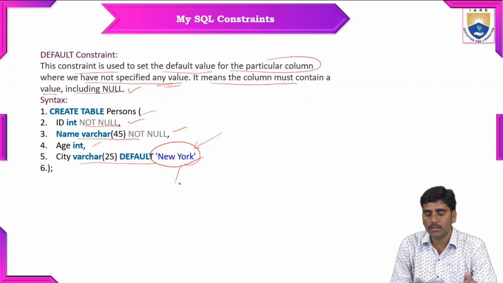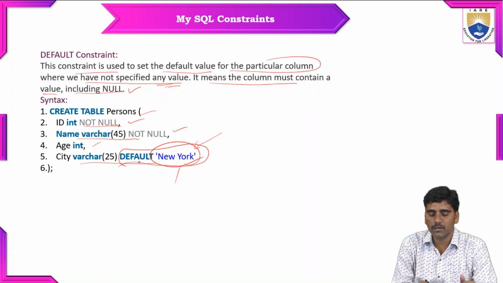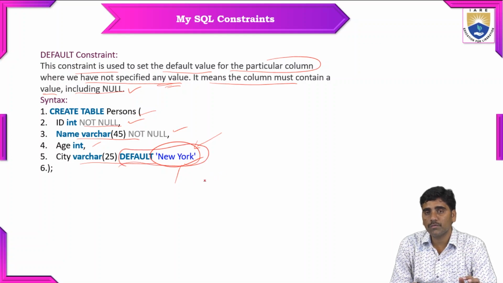It is taking New York as the city by default. So here the default value is New York. Mentioning the default constraint is to give the value New York as a default value.